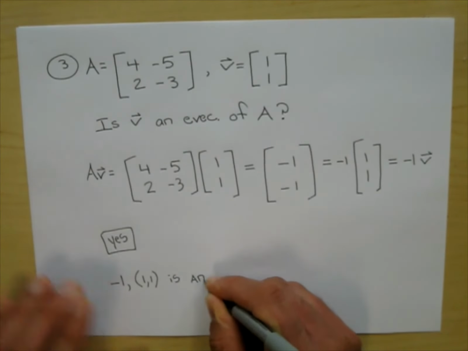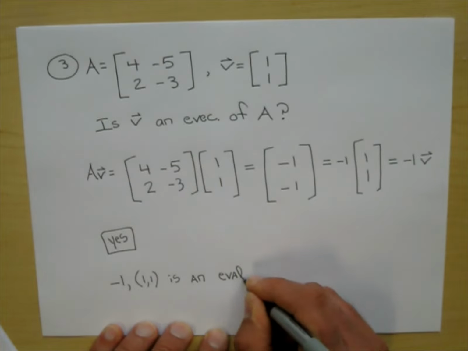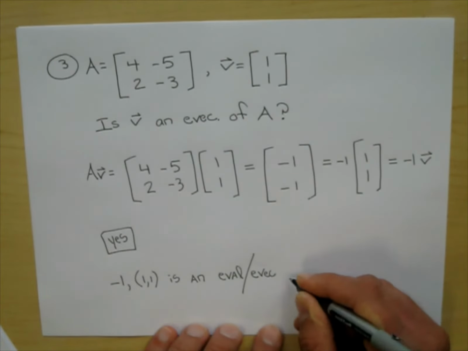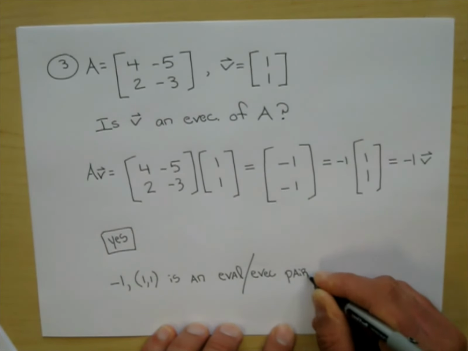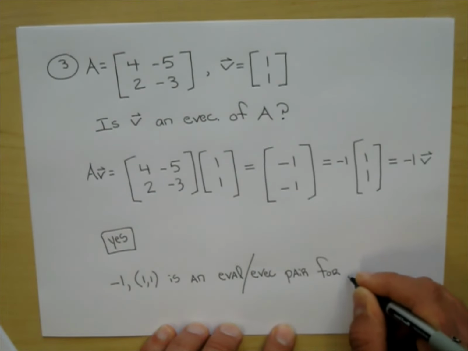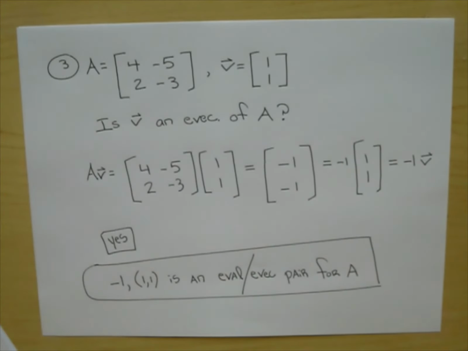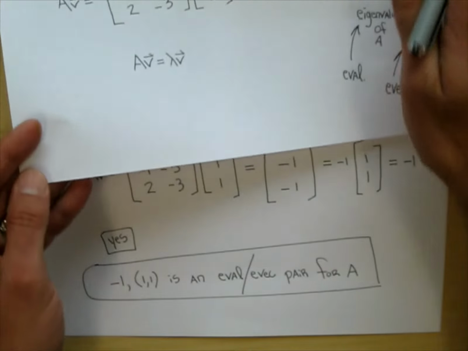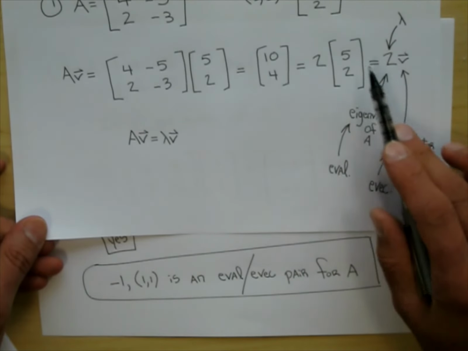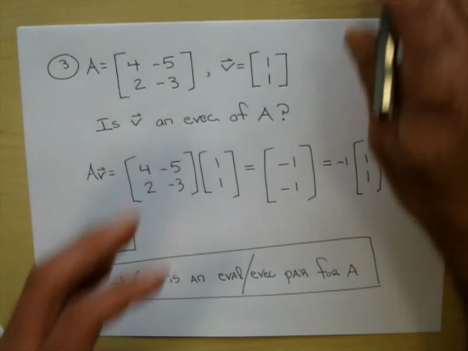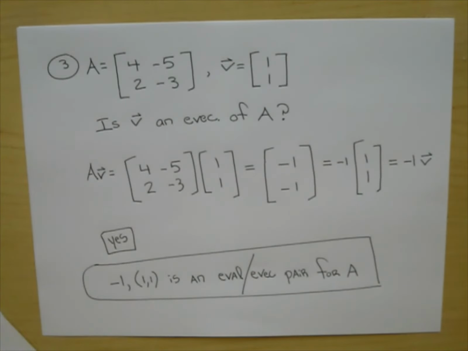So I'm going to answer the question like -1, comma, 1, 1 is an eigenvalue slash eigenvector pair for A, or you can say of A. And so there it is. Now what does this mean? It means that a matrix can have more than one eigenvalue eigenvector pair. Why? Because this is the same matrix where we had 2, 5, 2 as an eigenvalue eigenvector pair. And so we have more than one eigenvalue eigenvector pair. Let's continue.